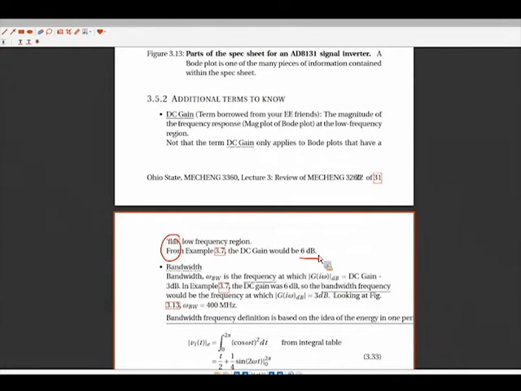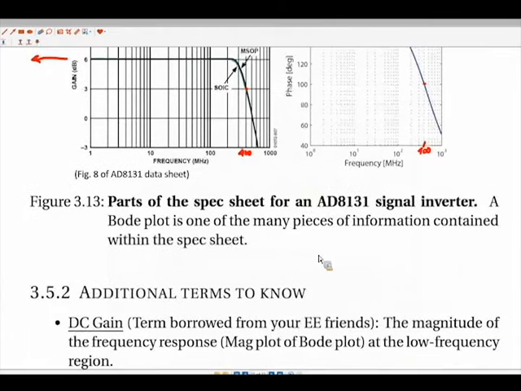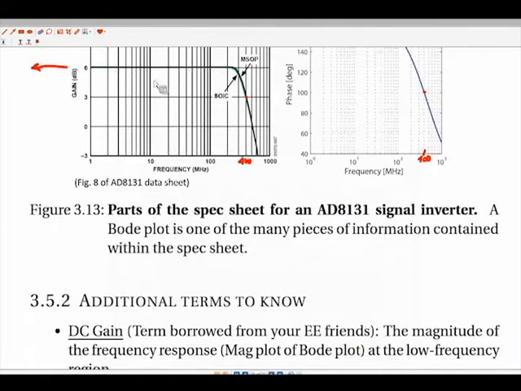Bandwidth. You've probably heard on television, they talk about AT&T as the best bandwidth. They're just using that term. That's not actually what they mean from engineering's point of view. So the bandwidth is basically the frequency at which the magnitude is equal to the DC gain minus 3 decibels. In this example, DC gain is 6. We go down 3 decibels, we see where that intersects the plot, and voila, we see that the bandwidth frequency was 400 megahertz.